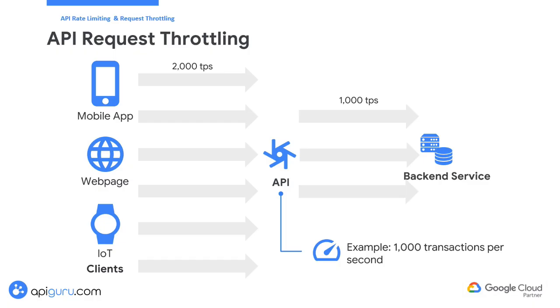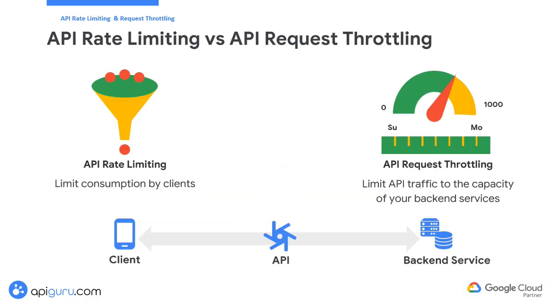your API running smoothly. To summarize, API rate limiting sets the maximum number of requests a client can make over a period. It's like setting a usage cap to prevent abuse and ensure fair usage among all clients. API request throttling controls the flow of requests in real time to manage traffic and prevent sudden overloads of your backend services. It's about pacing requests to keep things smooth and ensure that your backend system isn't overwhelmed at any given moment. Both techniques are essential for maintaining your API traffic, but they tackle different aspects of request management.